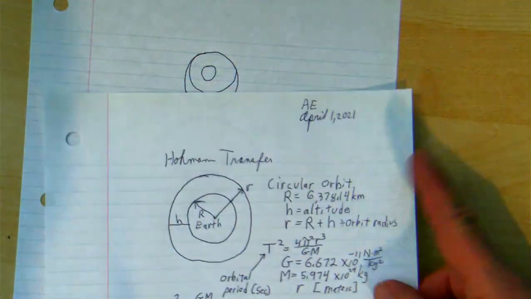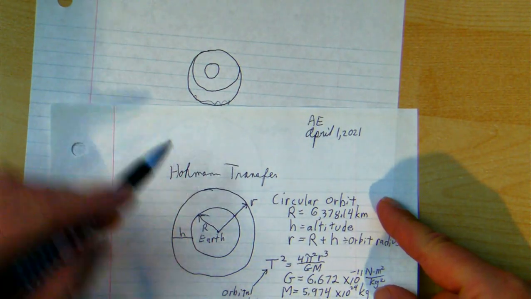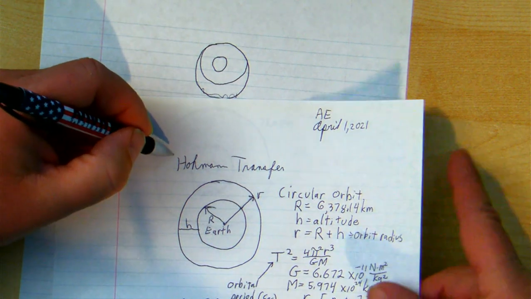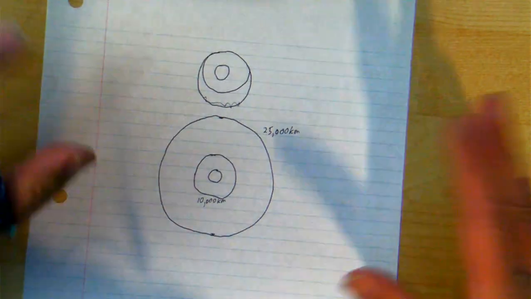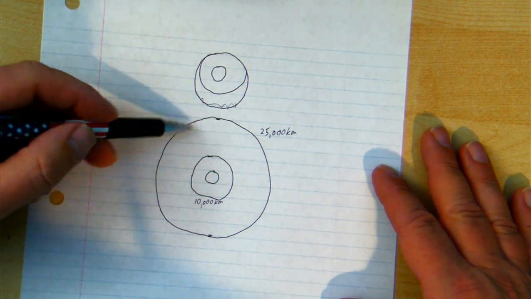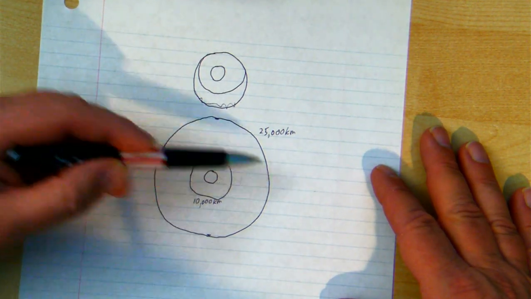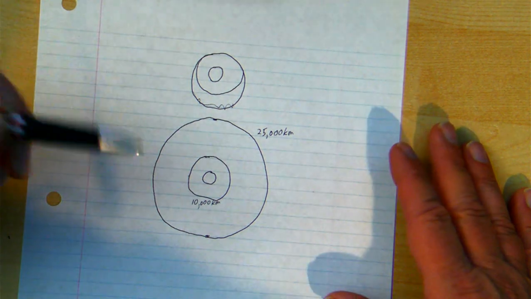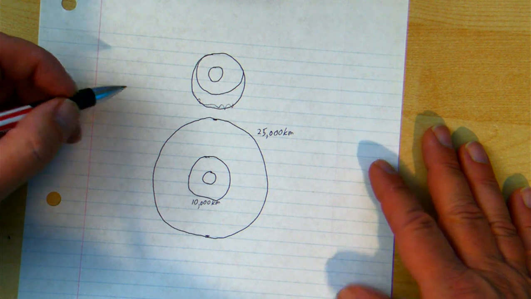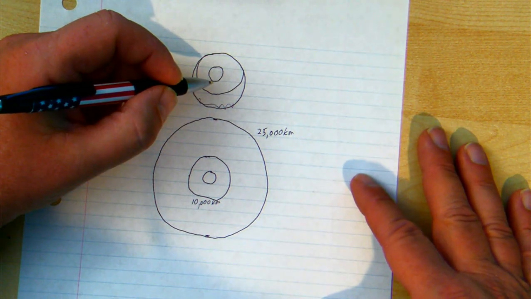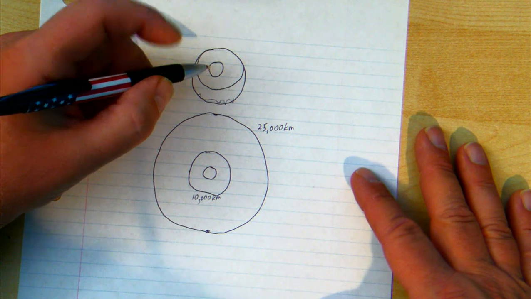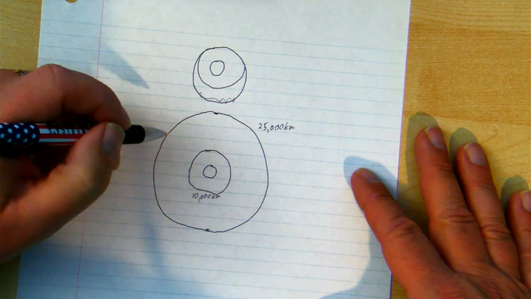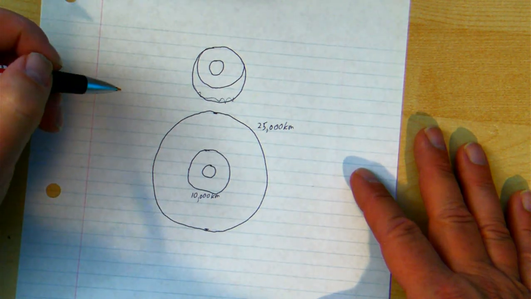Hence the title of today's lecture. There was a German engineer in the 1920s or so who analyzed what is the least energy, what is the most energy efficient way to transfer from one circular orbit to another circular orbit around the same central body. And his last name was Hohmann. So we call it a Hohmann transfer orbit. And what you do is you build an elliptical orbit. This elliptical orbit has to just barely touch both of the circular orbits.